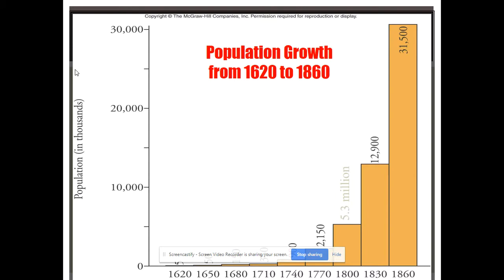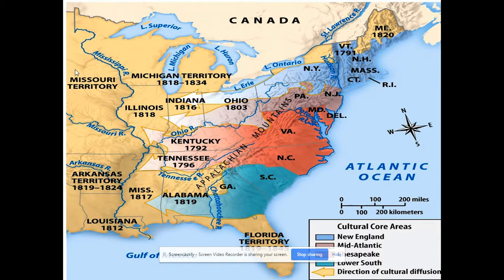Okay, so you can see from this graph right here, it shows the population from 1620 to 1860. In 1620, early on, you have less than maybe 1,000 migrants in the U.S., if that, rising and particularly taking off in 1800 at 5.3 million, to 1830 at 12.9 million, to 1860 at 31.5 million.